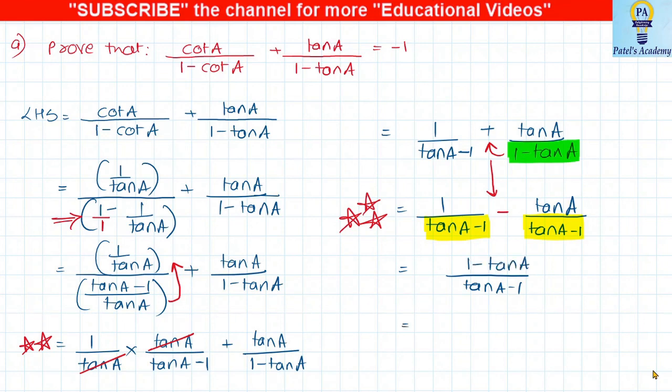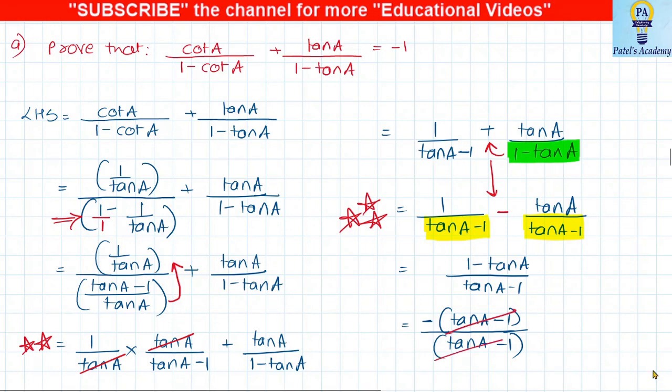Okay, last step. Now what I'm doing is I'm taking minus common in the numerator. If I take minus common, what will happen? The signs will change. So tan A, which was minus, will become plus, and 1 which was plus will become minus. So after taking minus sign common, I'll get tan A minus 1, and the denominator is tan A minus 1 as it is. So when I cancel this, don't forget minus sign is left, means minus 1 is left, and that is nothing but equal to RHS.